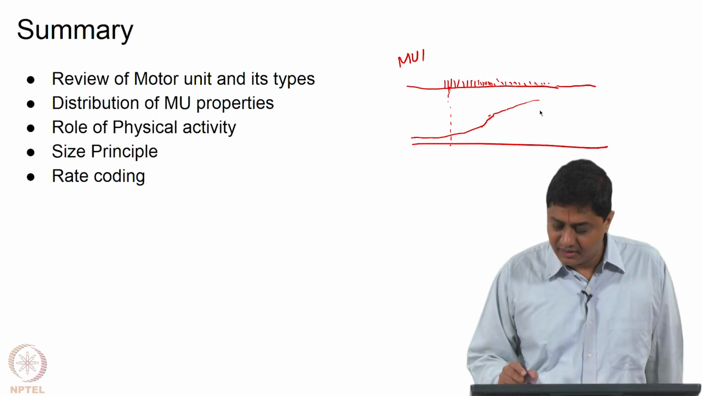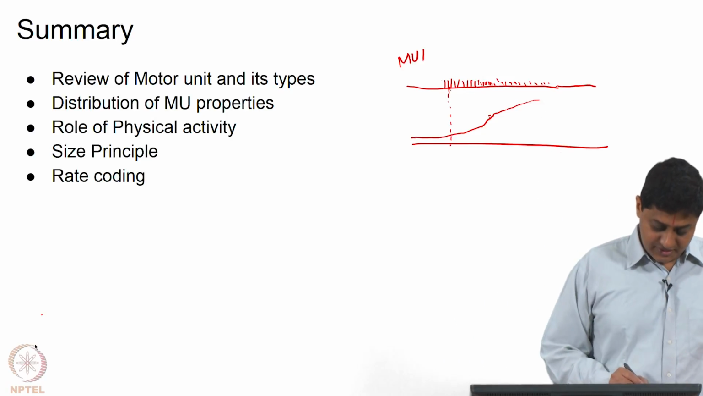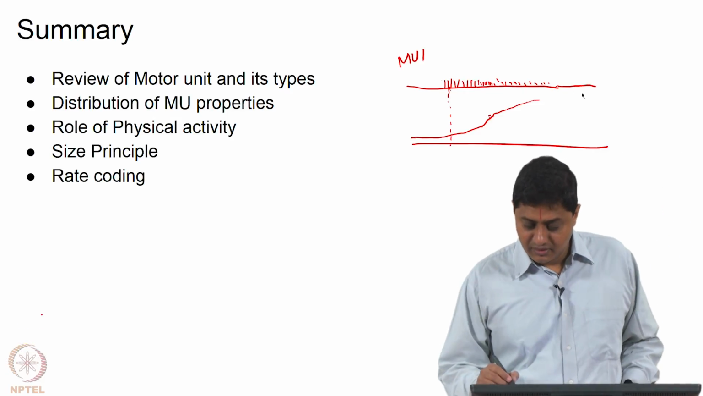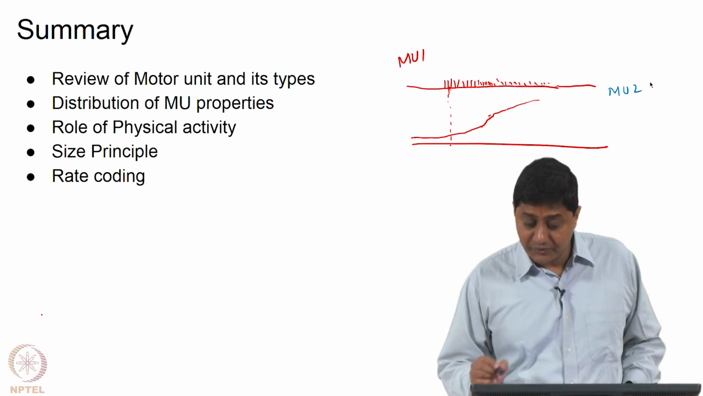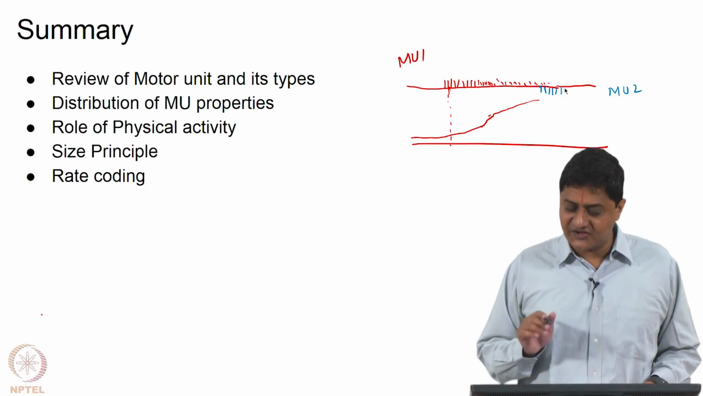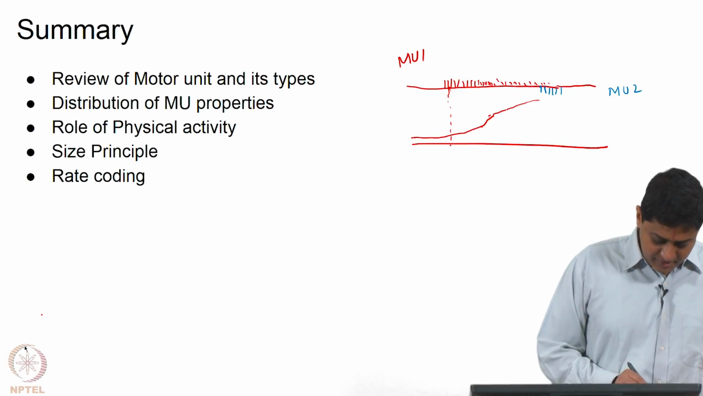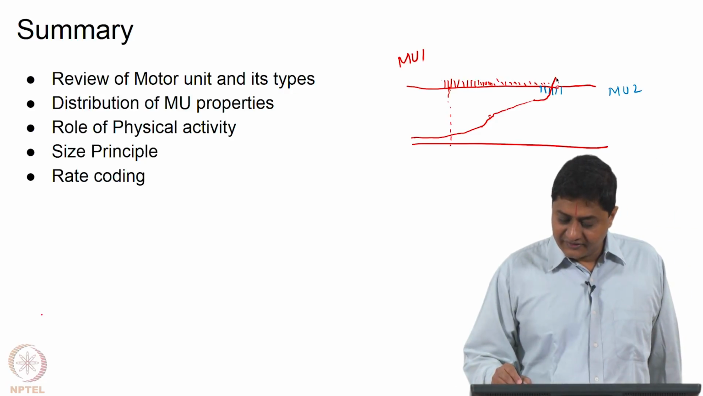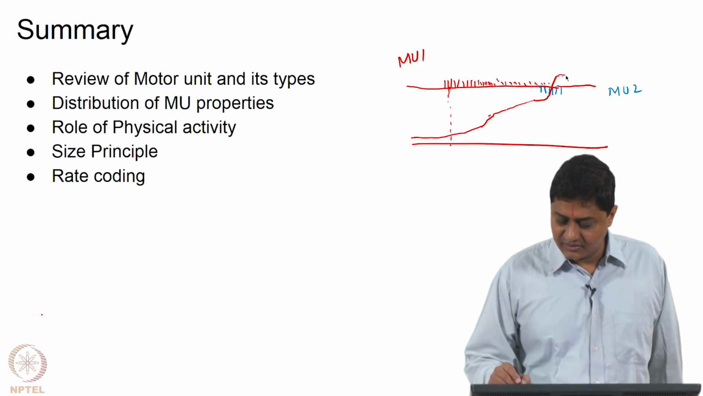Then let us say another motor unit comes into the picture. I am going to call this motor unit 2, and it starts firing at around that point, say at a sustained frequency. What will happen is the force increases like that, a sudden increase in force, and then this unit is de-recruited, and there is a decrease in force.